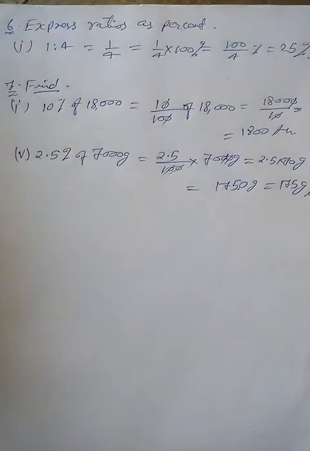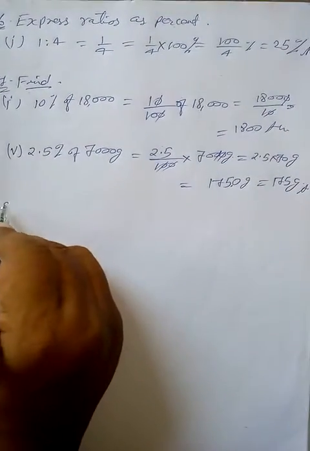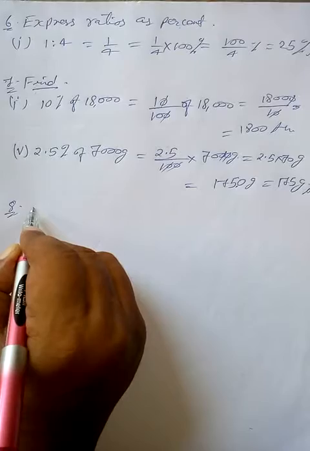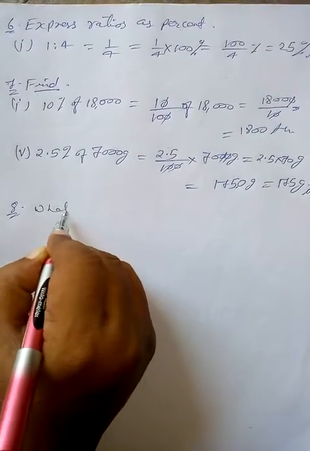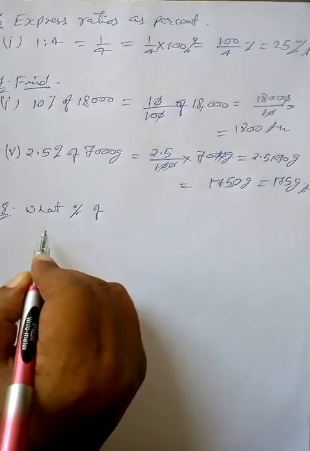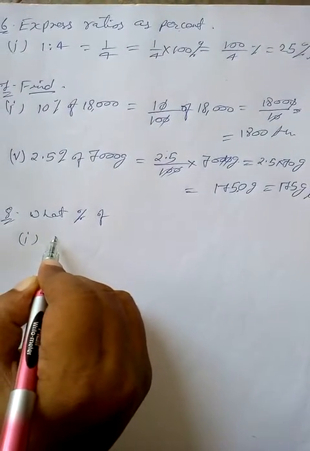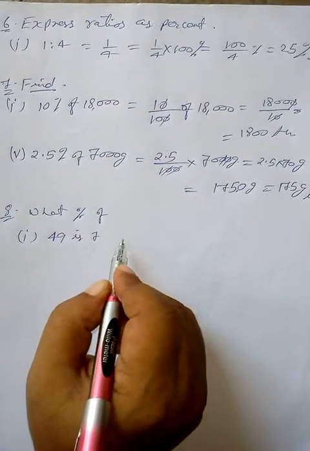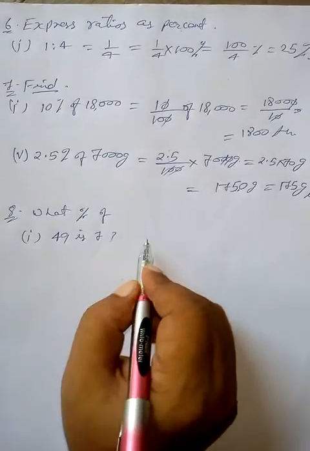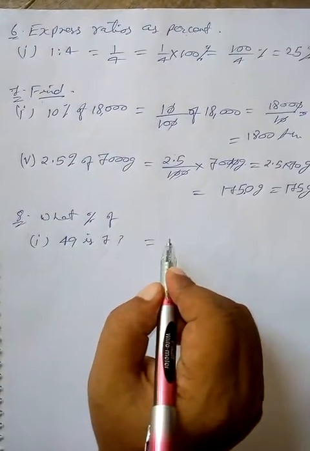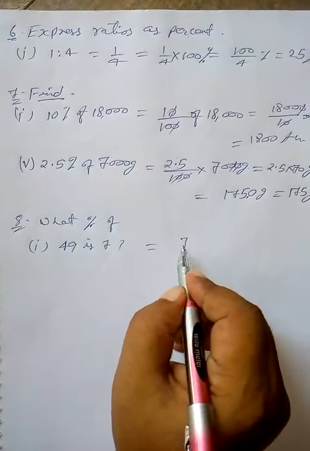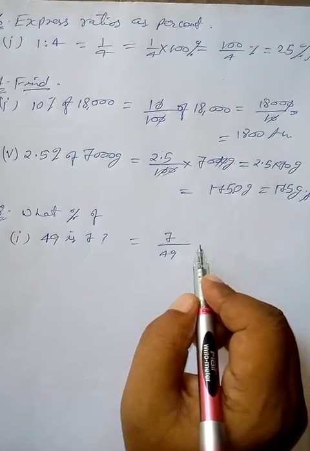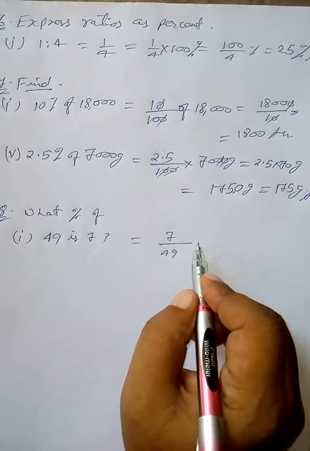So next, 8th question. What percent of 49 is 7? We have to find what percent of 49 is 7. Look at this. What percent of 49 is 7? Means 7 upon 49. This is the fraction. So you got 7 by 49.